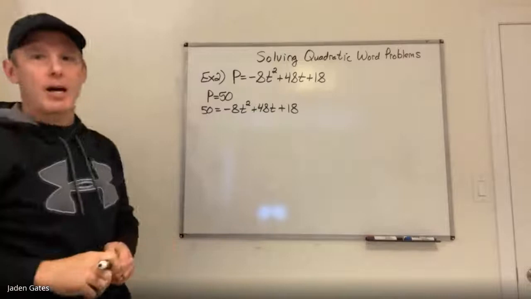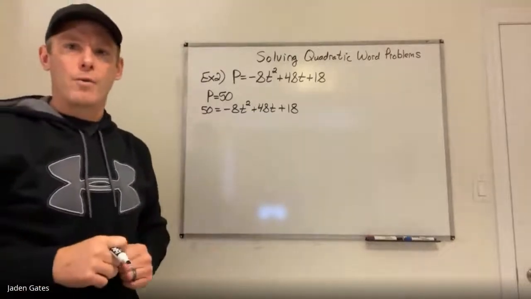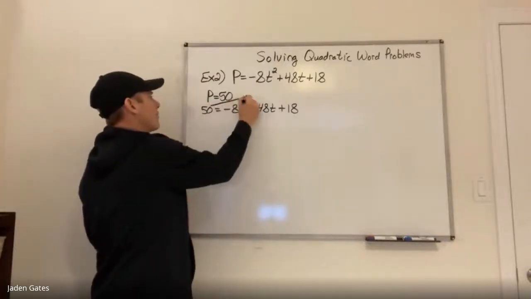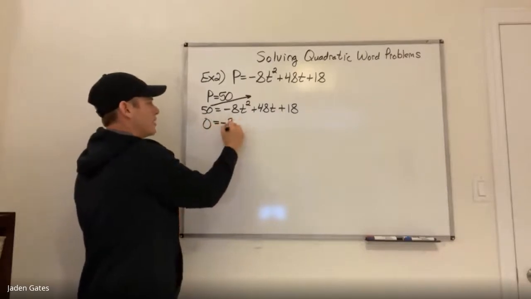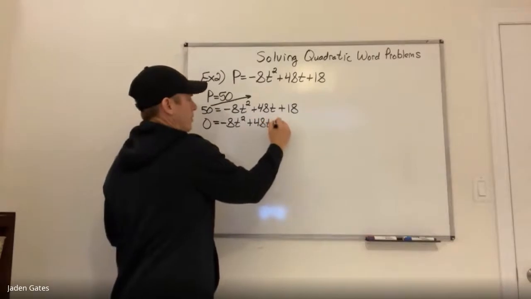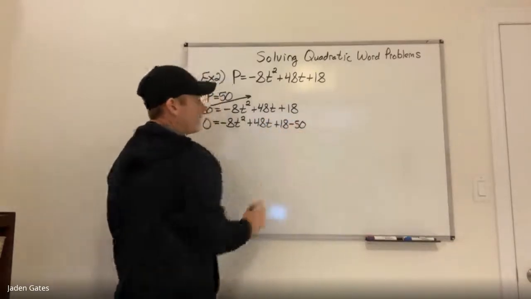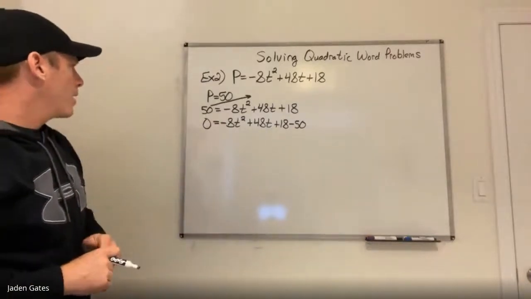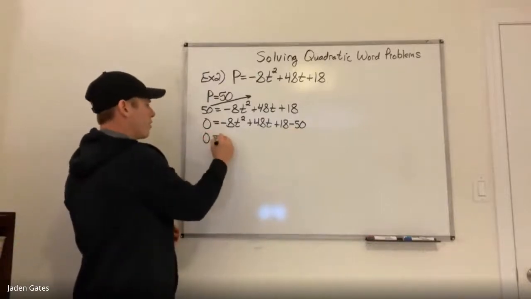But again, to solve either by factoring or with the quadratic formula, you've got to have a 0 on one side, all right? So I'm going to move that 50 over to the other side. And so I have 0 equals negative 8t squared plus 48t plus 18. But now I've got a negative 50 there because the 50 changed sides. So it changes sign.